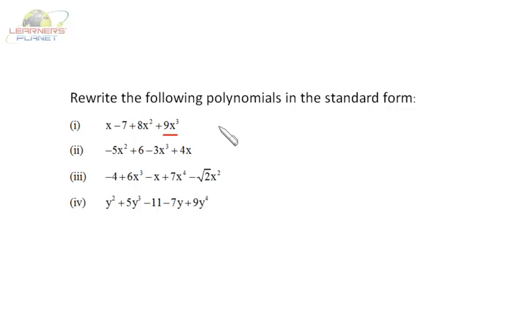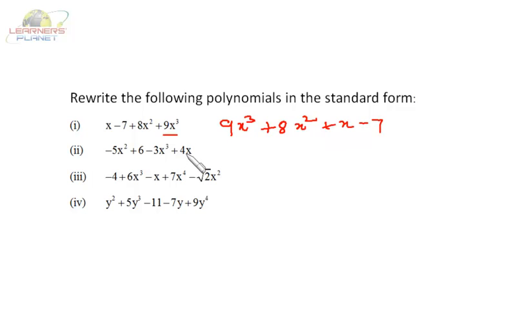It's 9x cubed, then plus 8x square, then plus x and minus 7. Do not forget to retain the sign of the term. Here 7 is negative, so I put a negative sign over here. x is positive over here, so I put a positive sign before x.